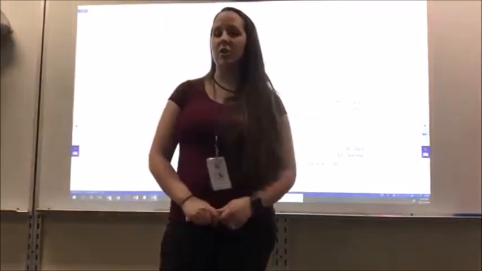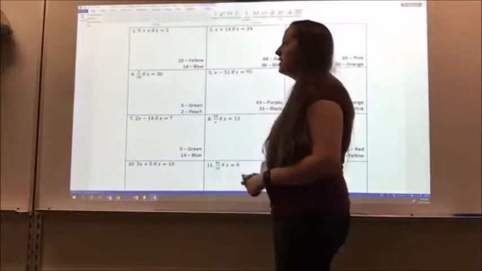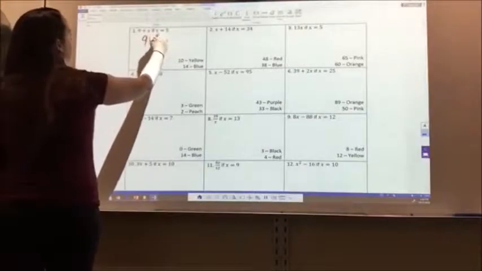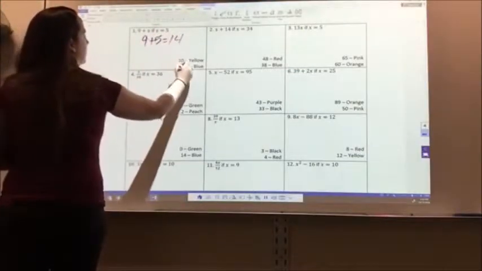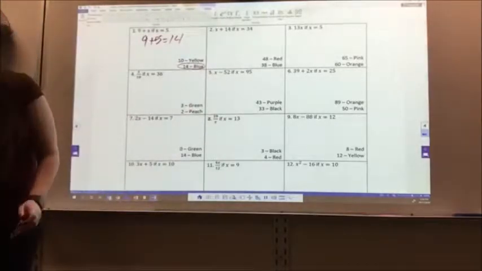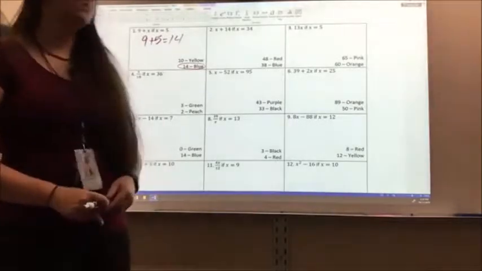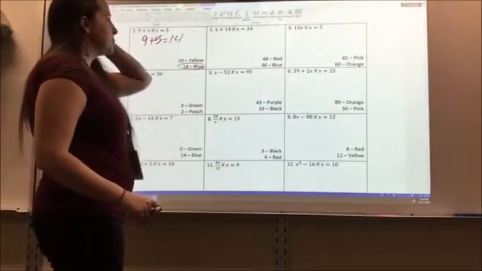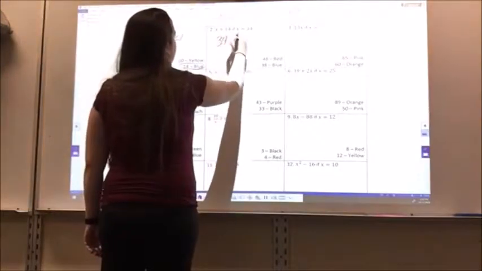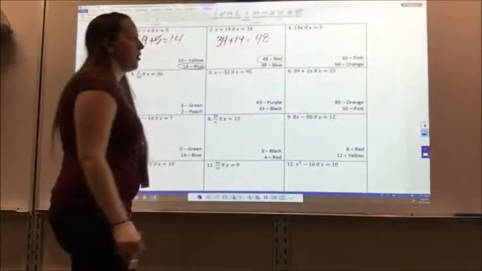All right, now that you've had a chance to try out the try-it problems, let's go over the answers together. For number 1, I have 9 plus x if x equals 5. So this is 9 plus 5, which equals 14. So I'm going to color all the ones in my picture blue, so anything on the Mickey Mouse, blue. All right. Number 2, x plus 14 if x equals 34. So I have 34 plus 14 equals 48. So 48 is red. So I color all my 2's red.